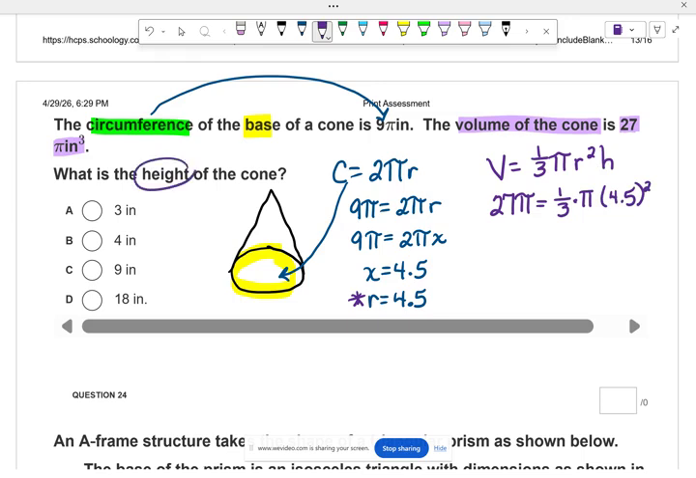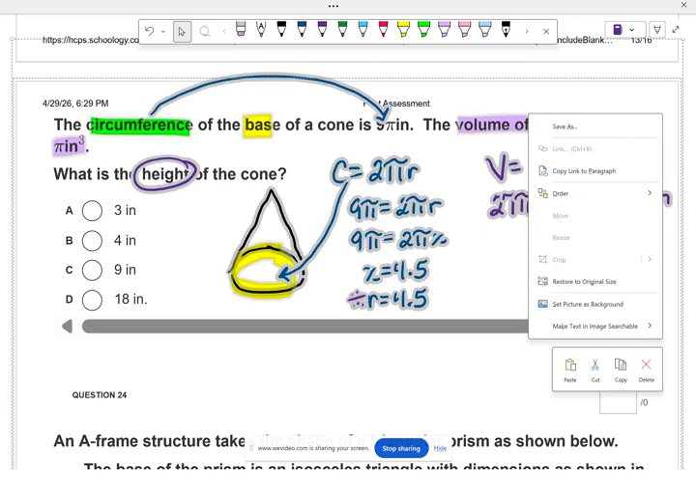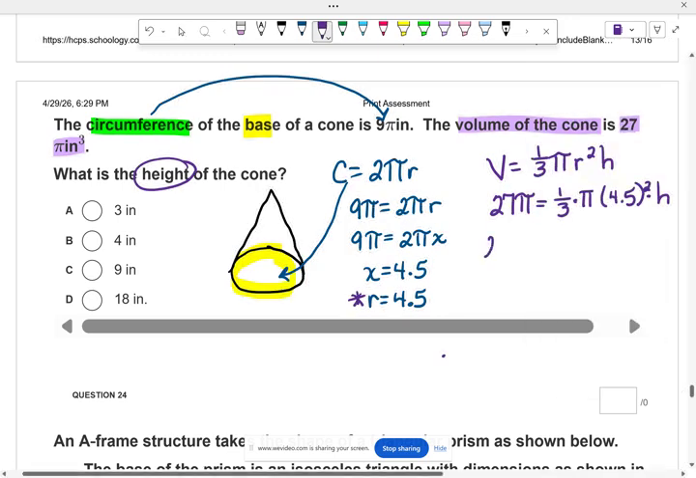They want us to find the height. That is the variable we have left, so we are in really good shape. We're going to type this in Desmos, but we're going to replace the h with an x. So here's what you type in Desmos: 27 pi equals 1/3 times pi times 4.5 squared times x. Okay, don't forget any of your pi's. Be really careful when you type this in.